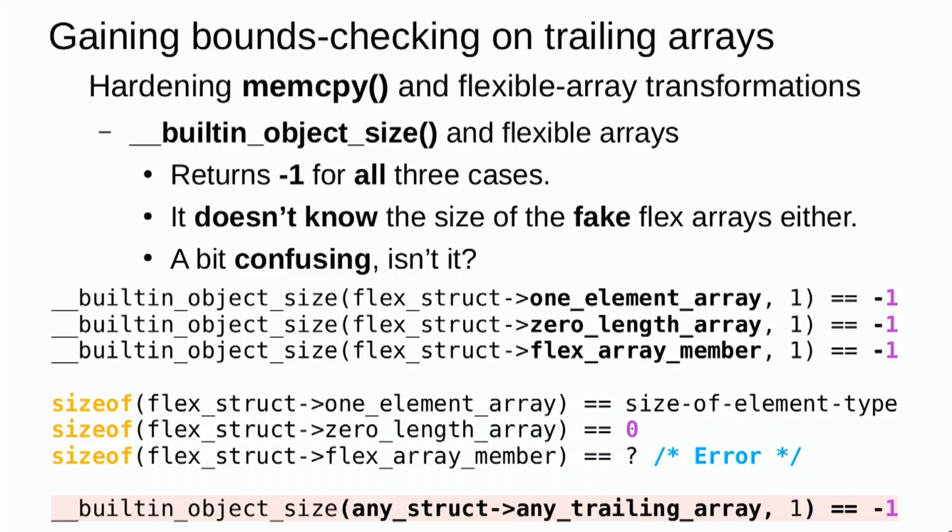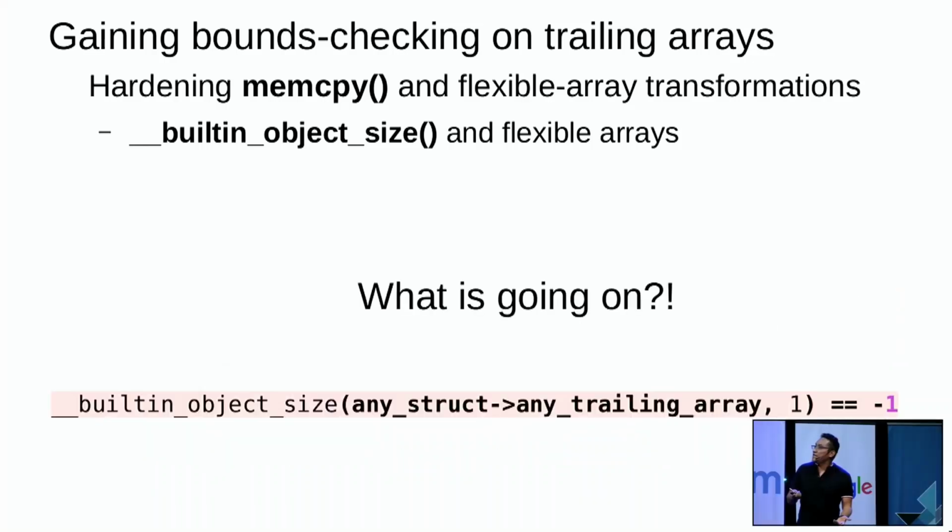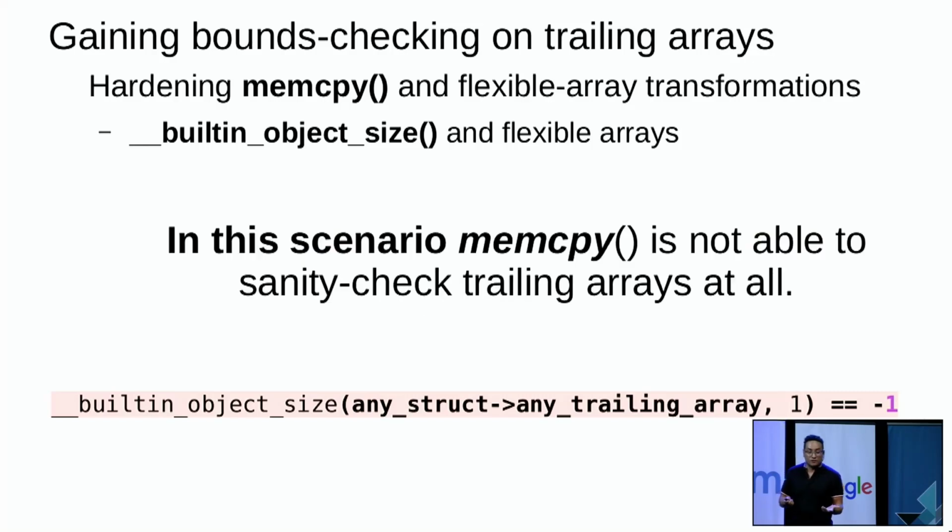So it doesn't matter if we pass an object of a one-element array, or a zero-length array. It doesn't matter if we pass an object of 18 items or 100 items. This builtin function couldn't reason about the size for those objects. So that was a bit disquieting. So yeah, we wanted to know what was going on.